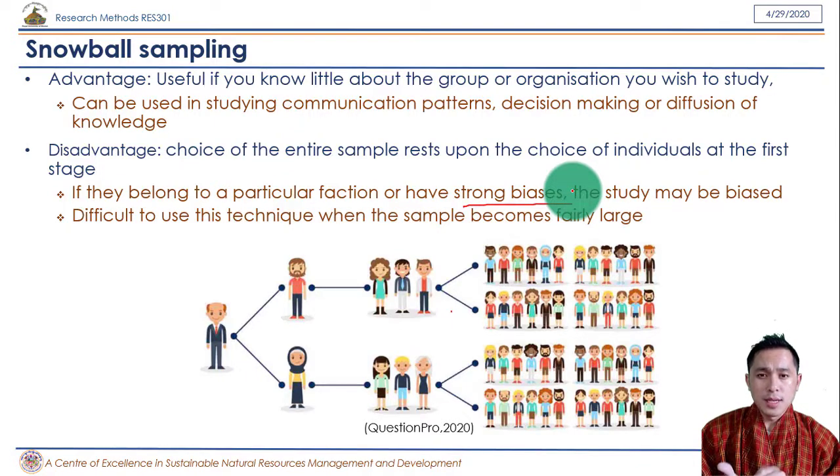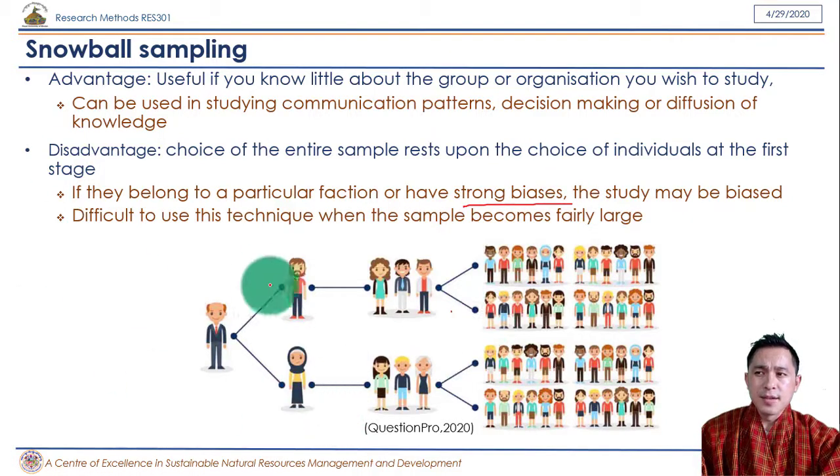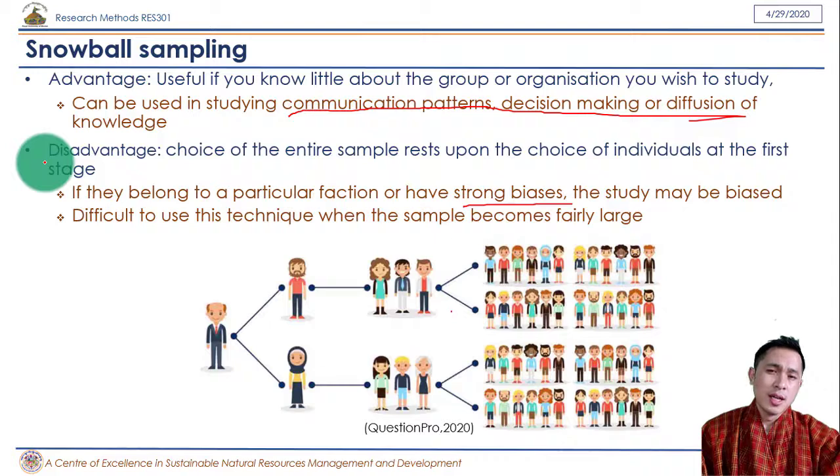If the population that you have started with is not accurate, if it includes someone you don't want to be included, then the next person they recommend is again someone else, whom they may feel can give information, but who is not someone you want information from. So strong bias can result from this kind of study, but usually it is very good for studies like communication patterns, decision making, and diffusion of knowledge. So that's all about snowball sampling.